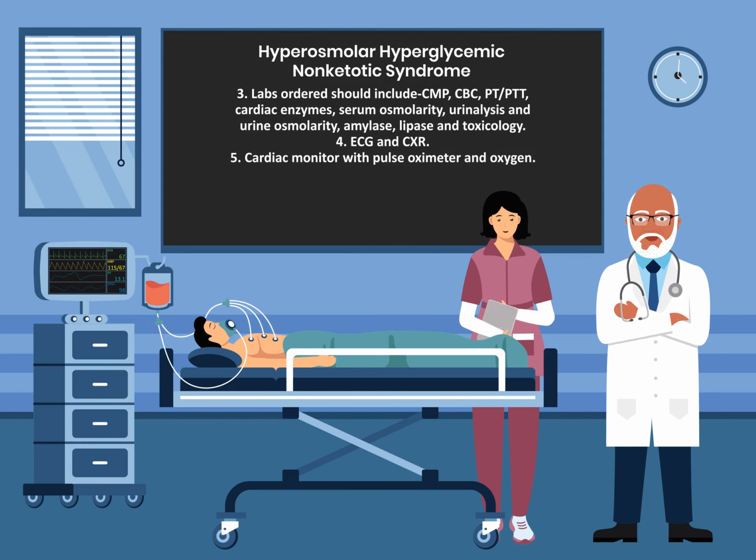Number three, labs ordered should include complete metabolic profile, the CBC, PT-PTT, cardiac enzymes, serum osmolarity, urinalysis and urine osmolarity, amylase, lipase, and toxicology. Number four, the ECG and the chest x-ray should be ordered. Number five, the patient should be placed on cardiac monitor with pulse oximeter and oxygen.